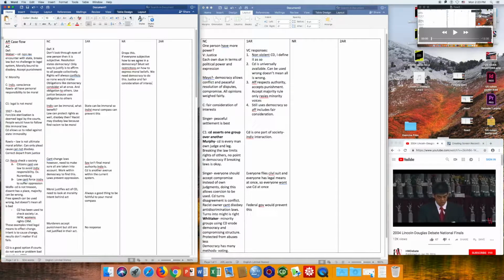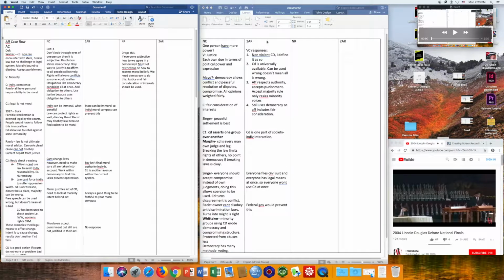He gives 4 reasons why he does fulfill the fair consideration of interest. The first is that he says it's non-violent, so therefore you're not harming anyone. However, this contradicts his case position, because his case position says to do whatever your conscience tells you. I told you at the end of the last speech that some homicide committers think that their conscience tells them to harm others.